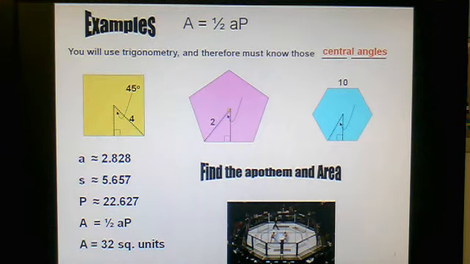Alright guys, I'm back here. Hopefully you've worked through a couple of these problems. They are a bit of a fight in the beginning, as you see here, with the octagon.